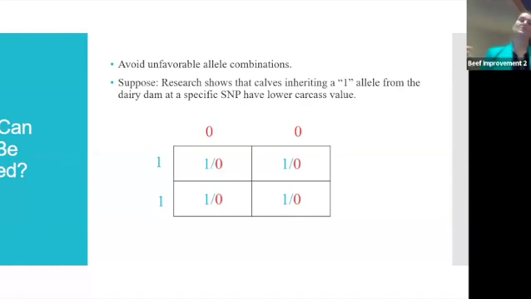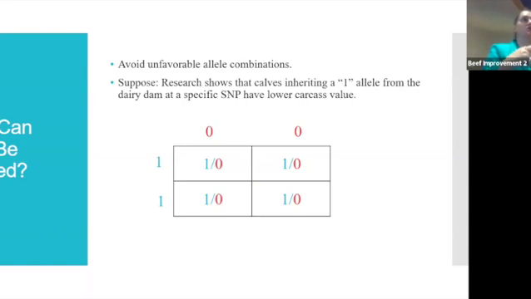So how could this be applied? This is a very, very basic example. And of course, it's not as simple as this. It never is. But potentially, what if you find a whole bunch of SNPs that do show a specific inheritance breed of origin pattern, and you're able to select for dairy dams that aren't going to contribute that detrimental allele, and you select for beef sires that are always going to contribute the positive allele.